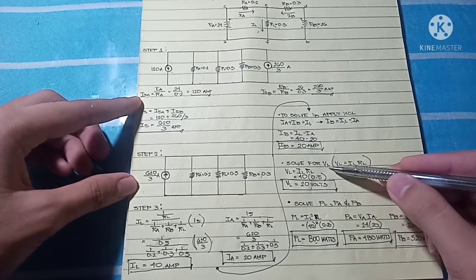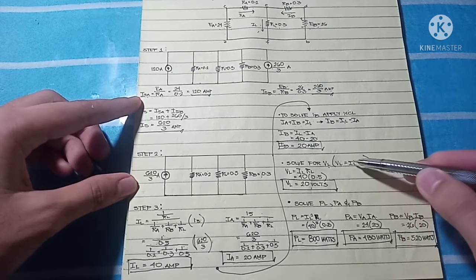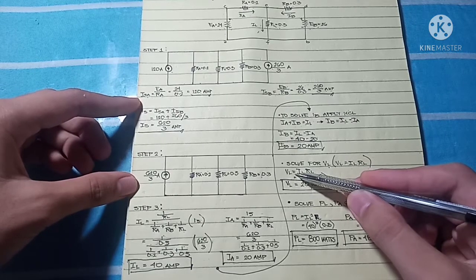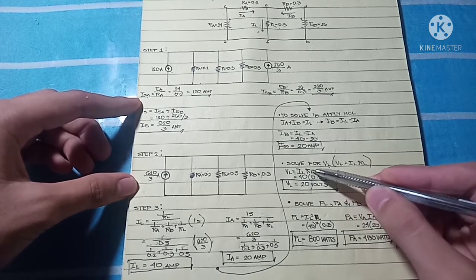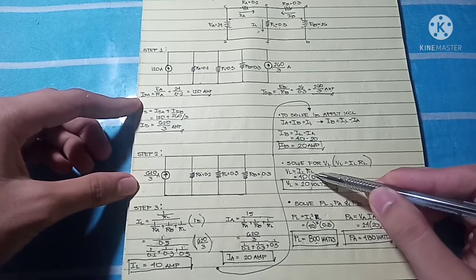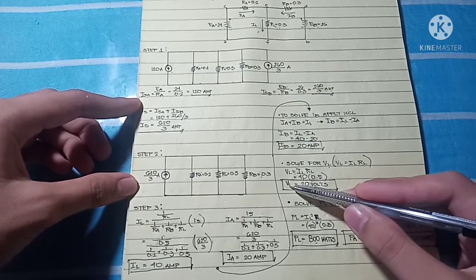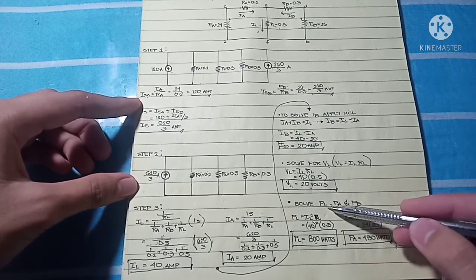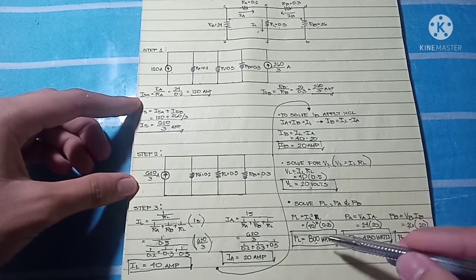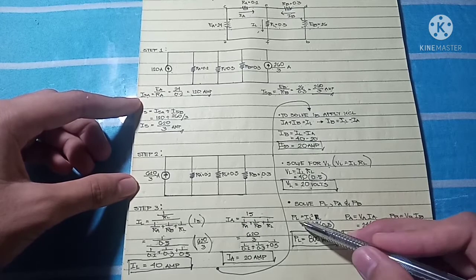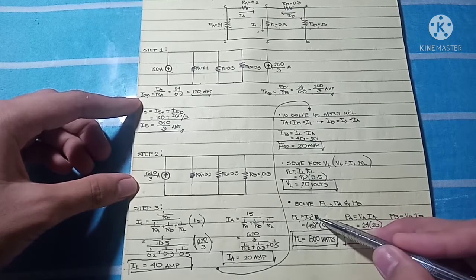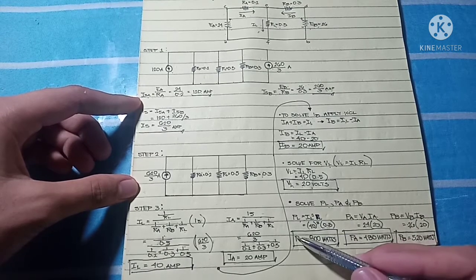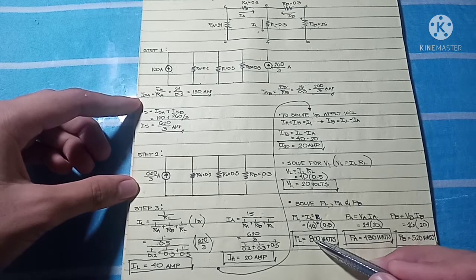Then to solve for VL, we can use VL equal to IL times RL. Substitute the values, 40 times 0.5, we get the value of VL equal to 20 volts. Then to solve PL, PA, and PB, in solving PL, we can use PL equal to IL squared times RL. Then substitute the values, 40 squared times 0.5, PL is equal to 800 watts.